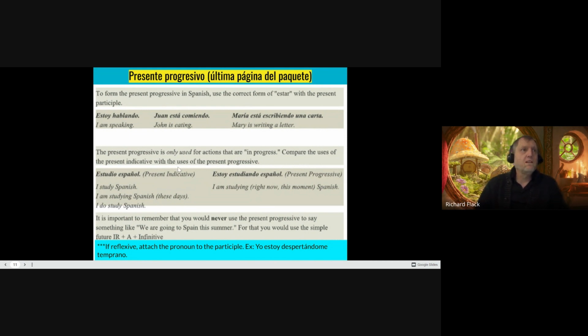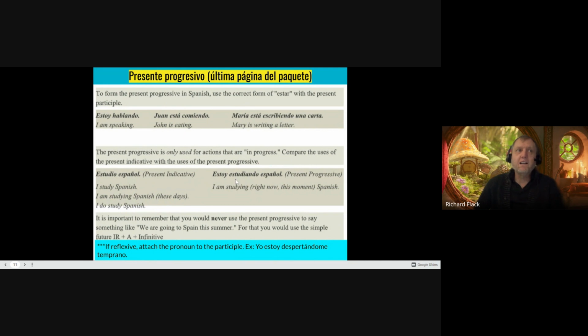So look at the comparison here of the present indicative, that's the regular present tense that we've been working with, versus the present progressive. So we can say, estudio español. That can translate as 3 different things in English. I study Spanish. I am studying Spanish these days, generally. Not this moment, but these days. So this is where the ing is a little bit different with English. Or I do study Spanish.